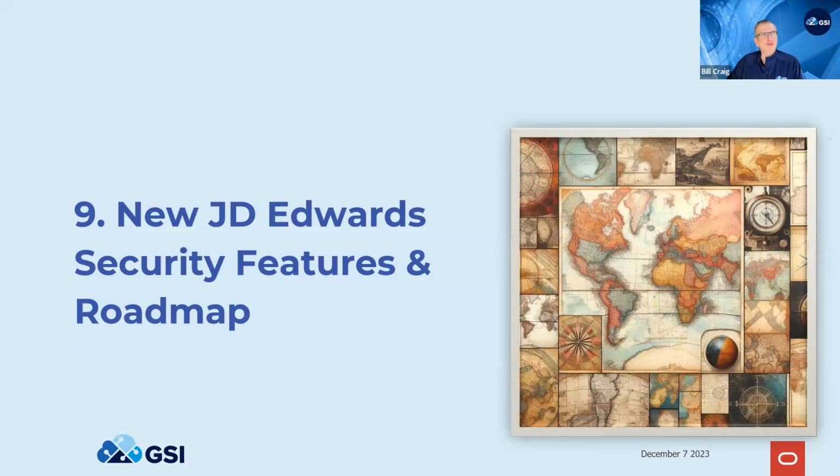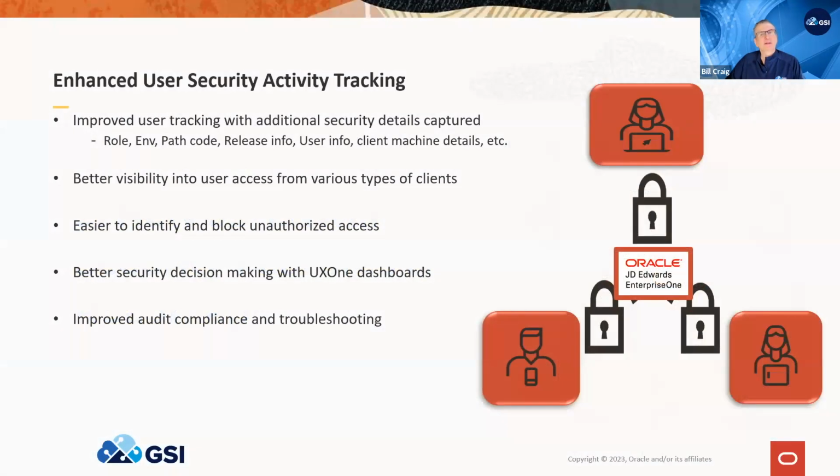Hey. Thanks, John. Okay, Pradeep, our next topic is new JD Edwards security features and roadmap. Yes, thanks, Bill. So again, we are going through some of the other security features we did in our recent release. So we have user security activity tracking, which is enhanced. This is a feature which is by default a SIM of JD Edwards, where we can track who is logging in, who is logging out.